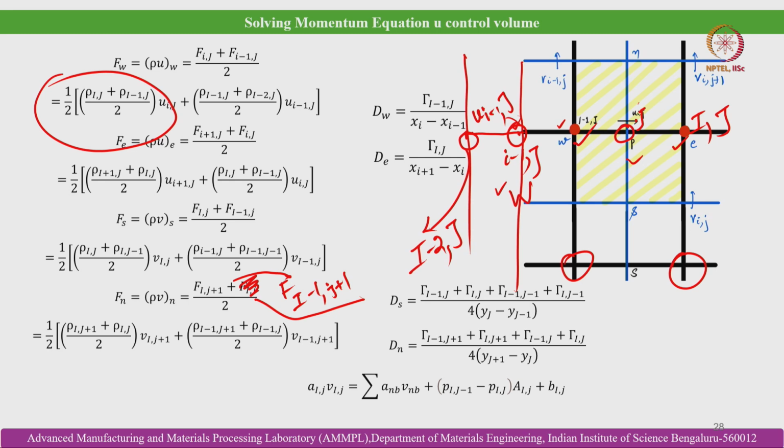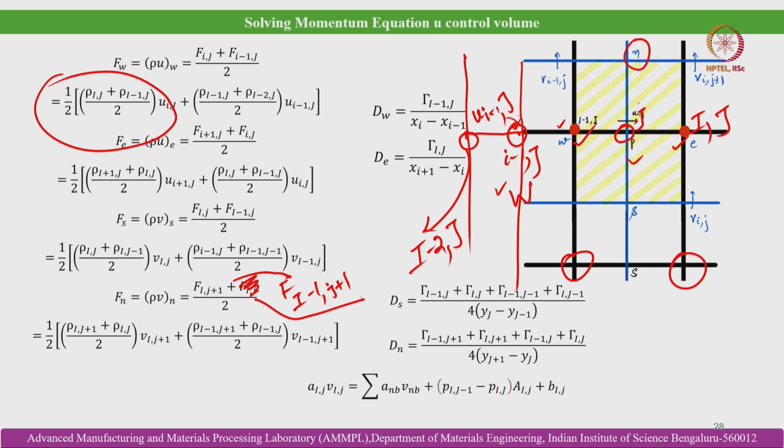And then for the north face of the u control volume, the diffusion conductance D_n, again we use a similar treatment as for the south face, which is marked here as small n. It is not shown at the top. So D_n is equal to Γ(I-1, J+1) plus Γ(I, J+1) plus Γ(I-1, J) plus Γ(I, J), divided by 4 times y_{j+1} minus y_j.